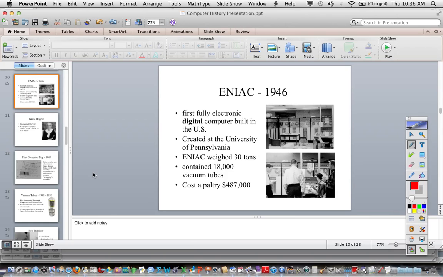It was at the University of Pennsylvania, weighed 30 tons, and had 18,000 vacuum tubes. Yeah, I need to get out some of my stuff here.